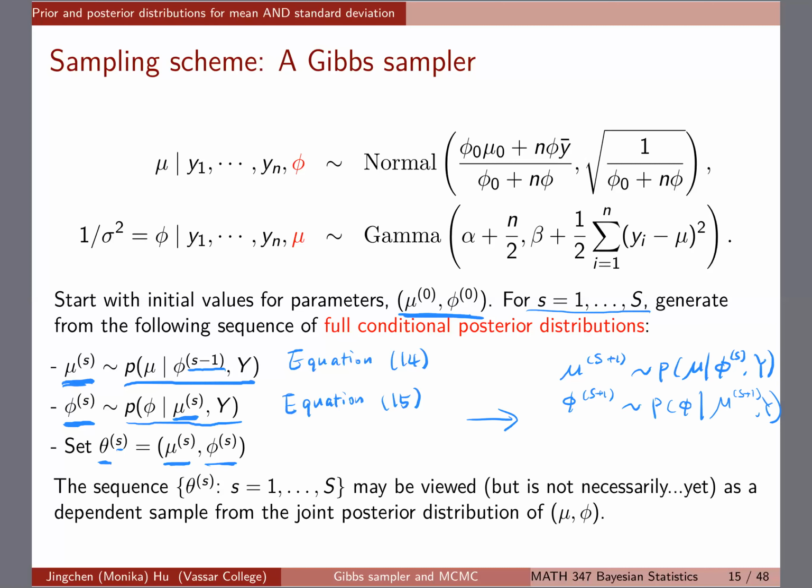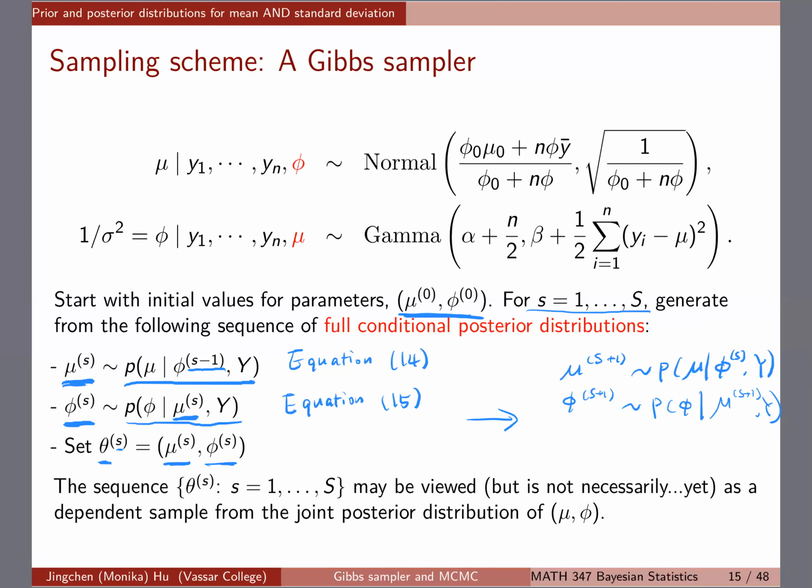Is there a reason that we do mu first and then update? No, there's no reason. You will see the script I'm going to share with you soon. I think I was doing mu first and phi second, but if you exercise afterwards, I will ask you to do a reverse. So it doesn't matter.